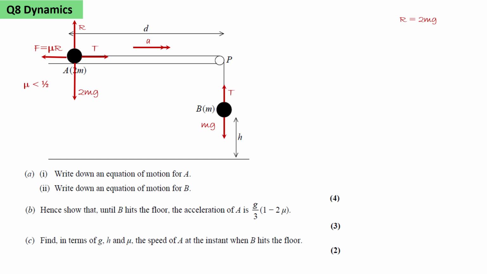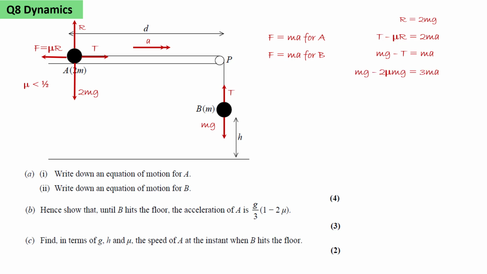Resolving vertically, R equals 2mg. Applying F equals ma for A, T minus μR is the net force towards the pulley, and this is accelerating the mass of 2m with an acceleration small a. Applying F equals ma for B, the net force acting on B is mg minus T, and this is accelerating the mass of m with acceleration small a.